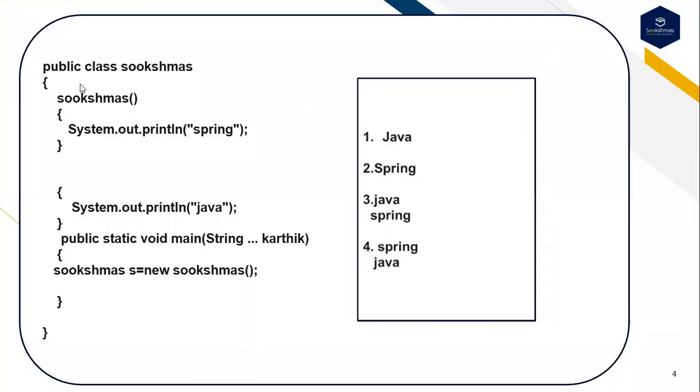The third question, public class Sukshma. This is the constructor, here I'm printing the Spring, and this is called an instance initializer block, here I'm printing the Java. Execution of the program begins from the public static void main. Here I have created the object for the class. Predict the output of this code. These are the following options. First one is Java, second one is Spring, third one is Java followed by Spring, and fourth one is Spring followed by the Java.